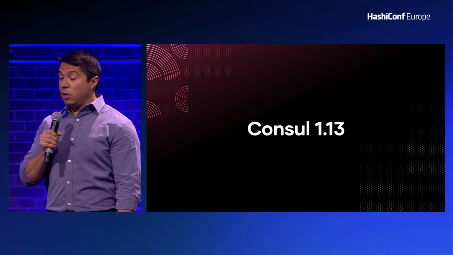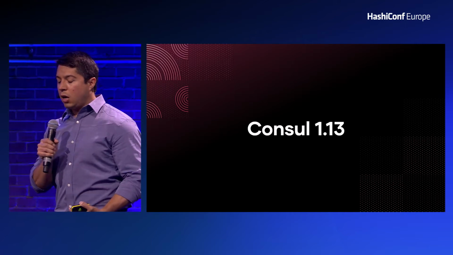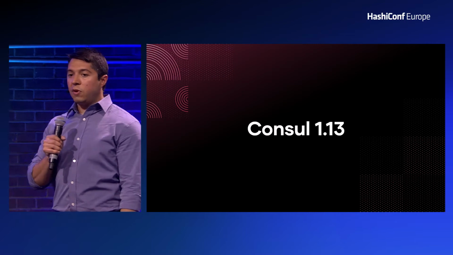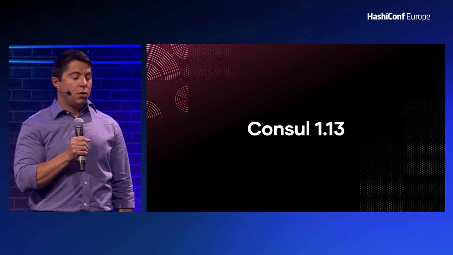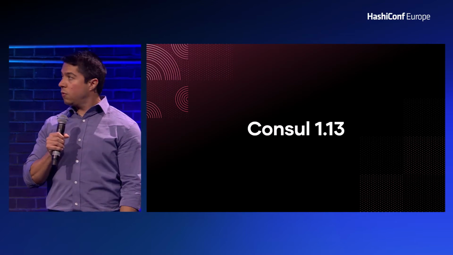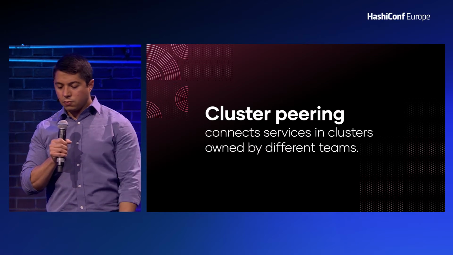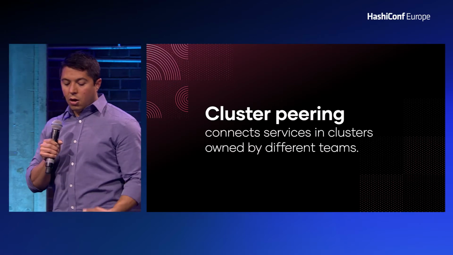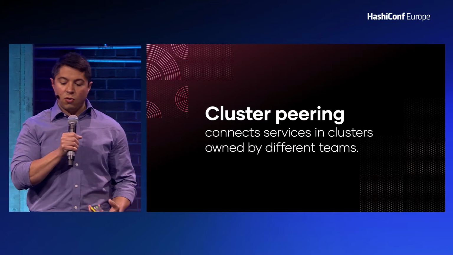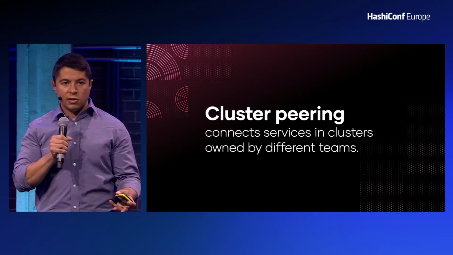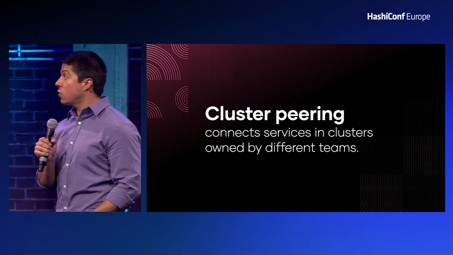We listened to the community, we heard this feedback, and in Consul 1.13, we've introduced a new connectivity model to solve for these challenges called cluster peering. With cluster peering, teams can connect services across clusters, but it has some key differences from the current WAN federation model.